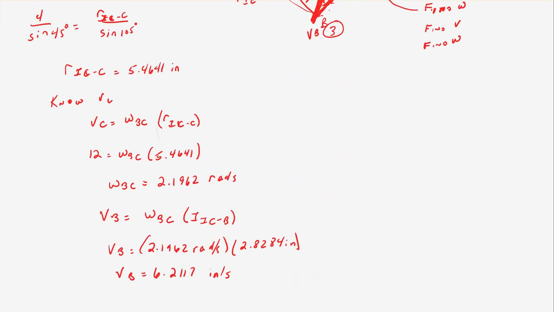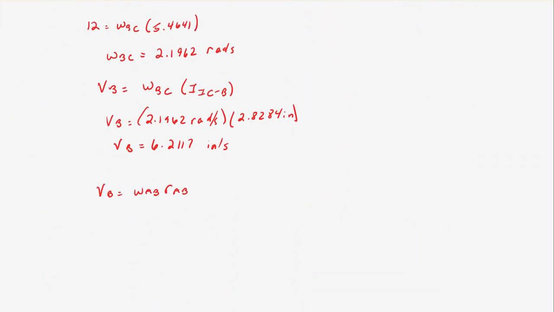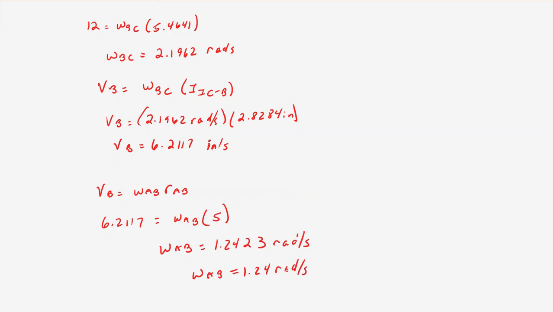So I've got myself over to that point, and I can say V sub B is 6.2117 inches per second. Omega, I don't know. That's my question of the day. And R is 5. So omega AB is equal to 1.2423 radians per second, which is 1.24 radians per second, rounded off.